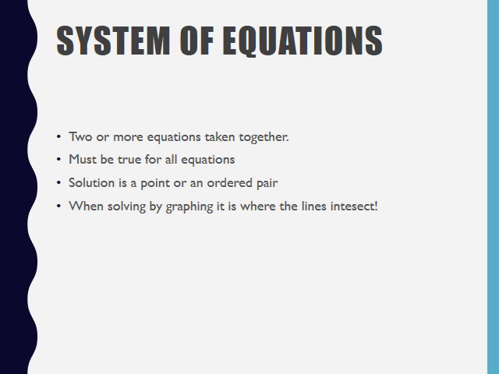In order for something to be a solution, it has to be true for all equations. The solution is a point or an ordered pair in most cases. And when we're solving by graphing, it's where the lines intersect. And when we solve it by graphing, we're going to use any method that we've previously learned to graph the equations. So anything we learned in the second unit is fair game.